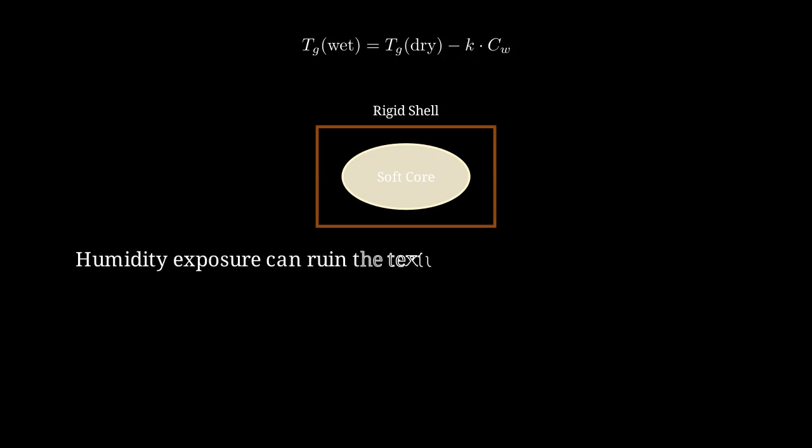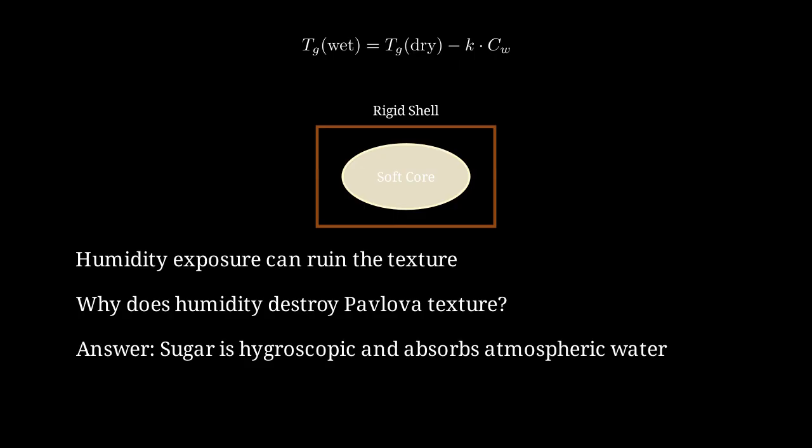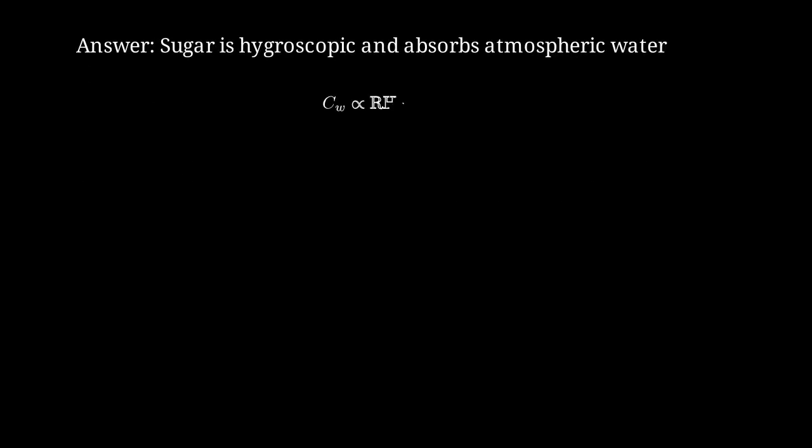However, exposure to high humidity can ruin the texture by allowing water to absorb into the crust, softening it. Why does humidity destroy the Pavlova texture so effectively? The answer is that sugar is extremely hygroscopic, meaning it readily absorbs water from the atmosphere. Water absorption is proportional to relative humidity times e to the minus free energy change divided by gas constant times temperature.